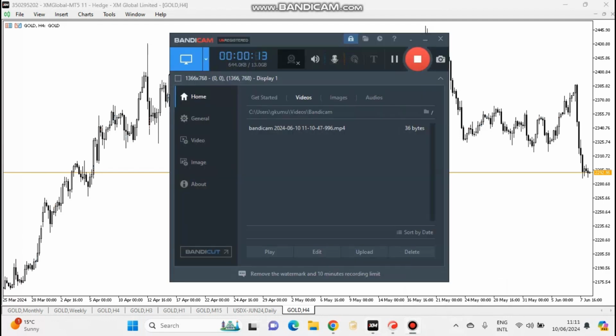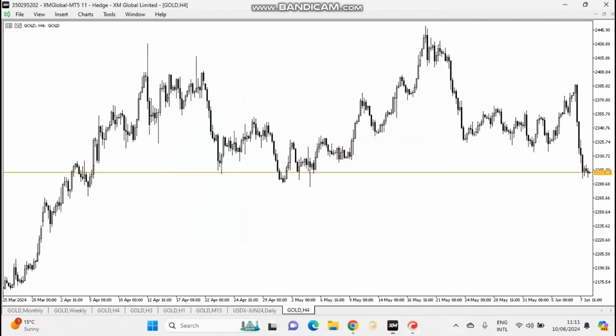Okay, so this is what we're looking at right now. This is gold, for our time frame. I wanted us to look at this from probably the beginning of the month of April to towards the end of the month of May.